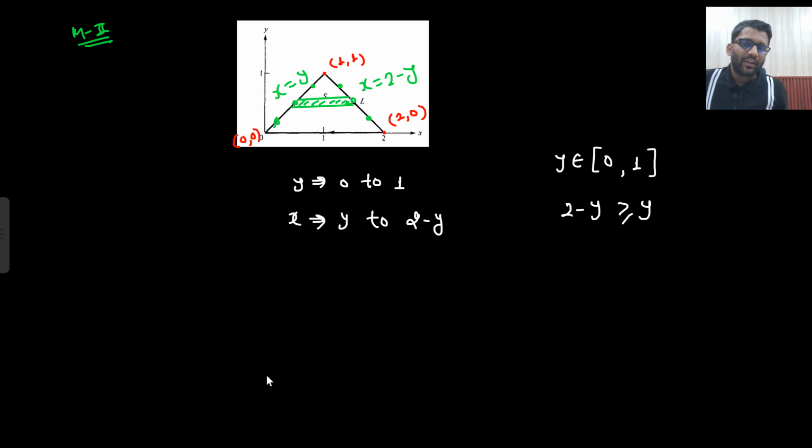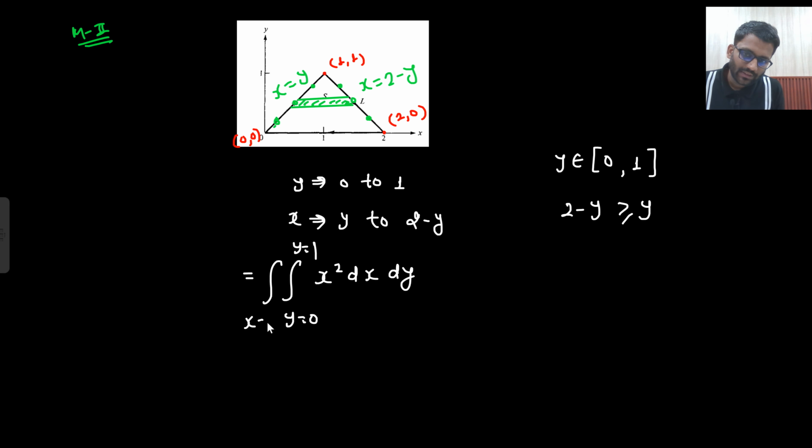Now I will do the integration, because the x limits and y limits are written. So it is x square dx dy. The value of y is from 0 to 1, and the value of x is from y to 2 minus y. Which limit will I solve first? I will solve the limit of x first, because that is variable. So x cube by 3 from y to 2 minus y, into dy.